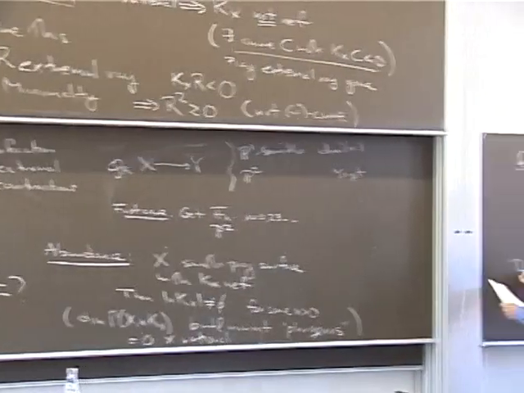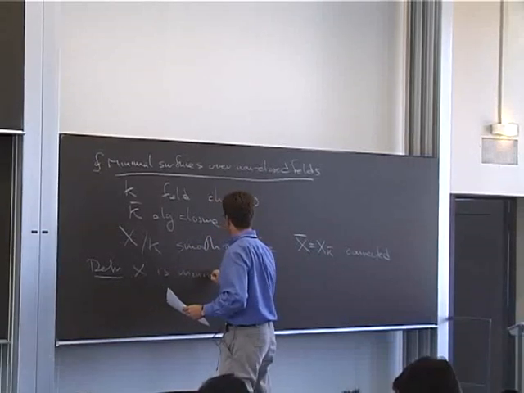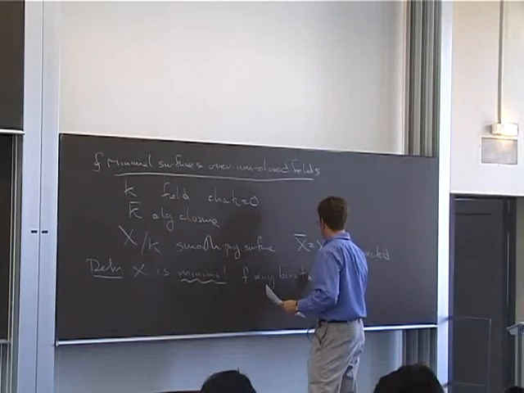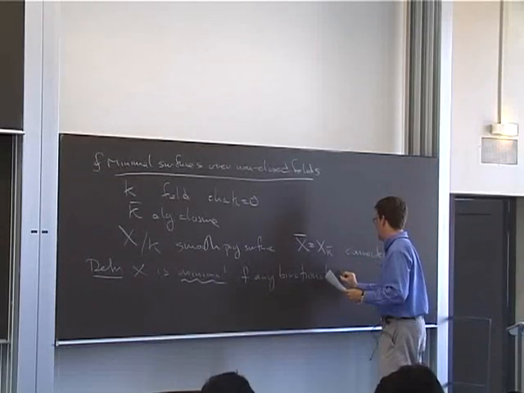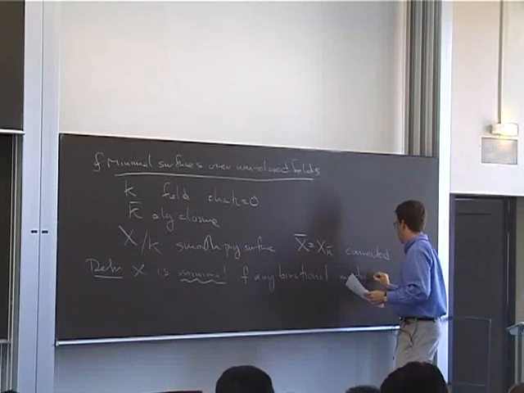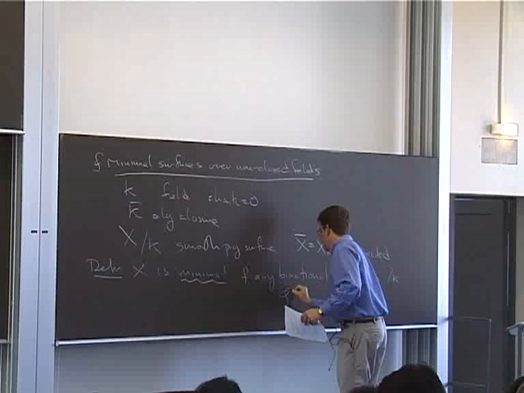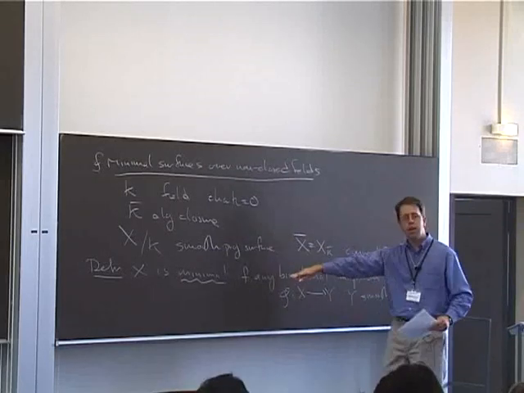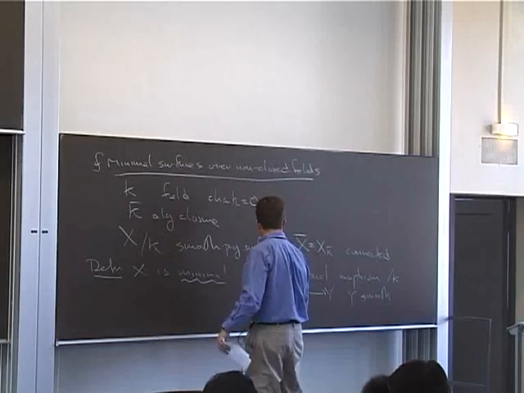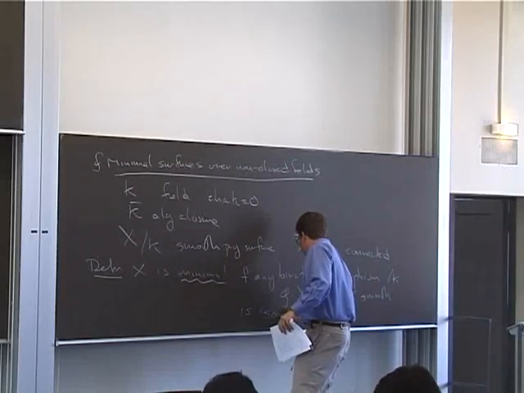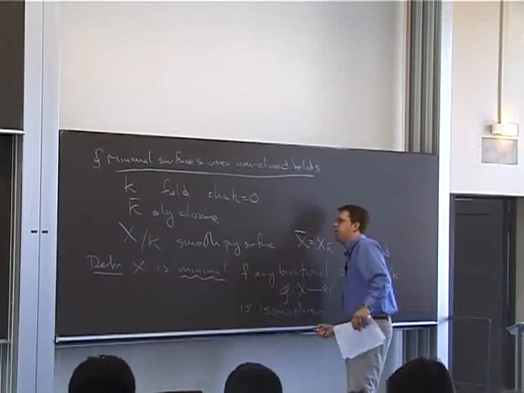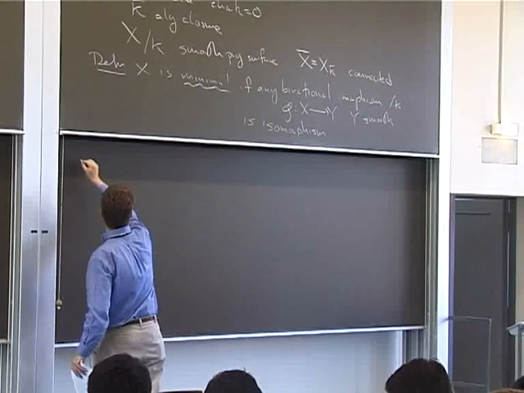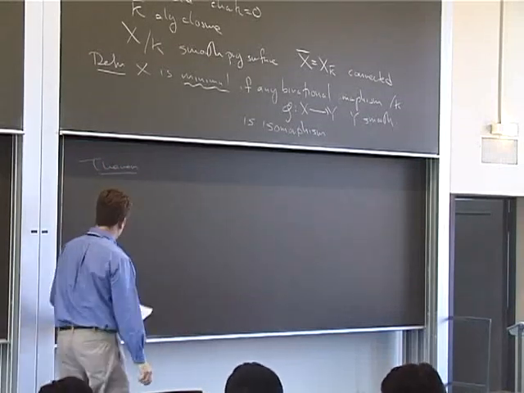By definition, X is minimal if any birational morphism over K from X to Y, where Y is smooth, if any such birational morphism is an isomorphism. The main result is X is minimal.